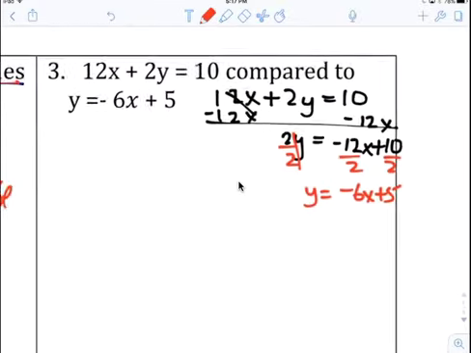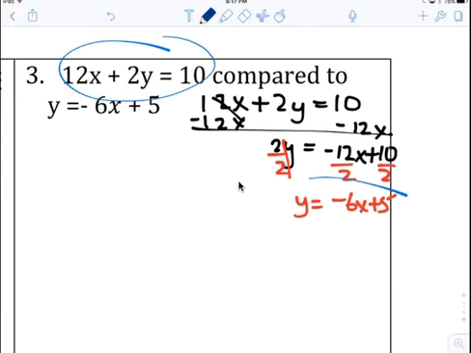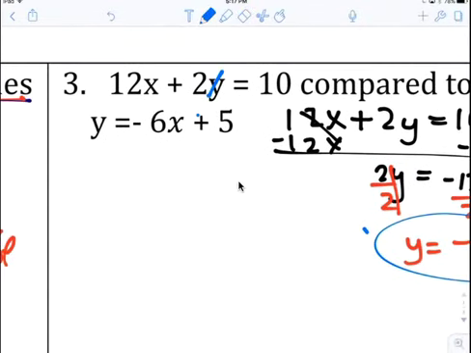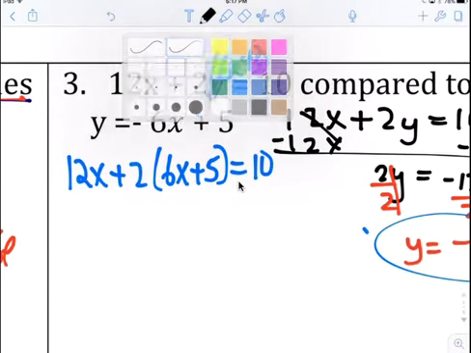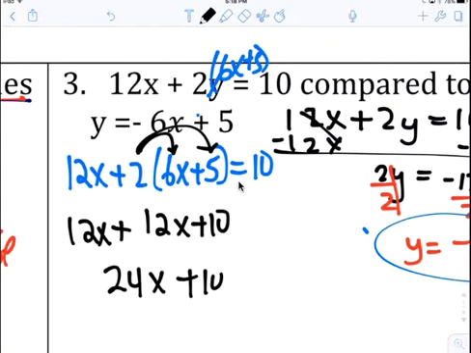This one, you can do substitution if you want here. I made this into slope-intercept form, and basically it's infinite solution because they're the same line. Or you can use substitution here. You can substitute this right there with 6x plus 5: 12x plus 2, parentheses 6x plus 5 equals 10. Distribute here, 12x plus 10, 12x. Got 24x plus 10.